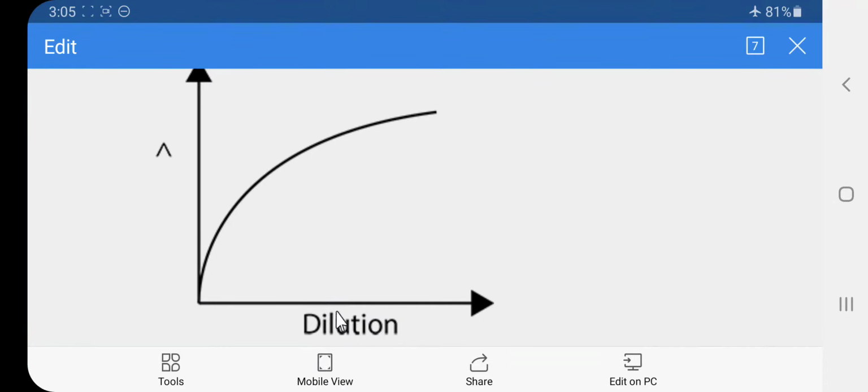As the dilution increases, that means as the concentration decreases, the value of lambda increases, and finally we get a constant value. After a certain limit there is no change in the value of lambda, the equivalence conductance. It has a constant value, and this constant value of lambda is called the equivalence conductance at infinite dilution. But generally we can say that as the dilution increases or as the concentration decreases, there is an increase in the equivalence conductance.